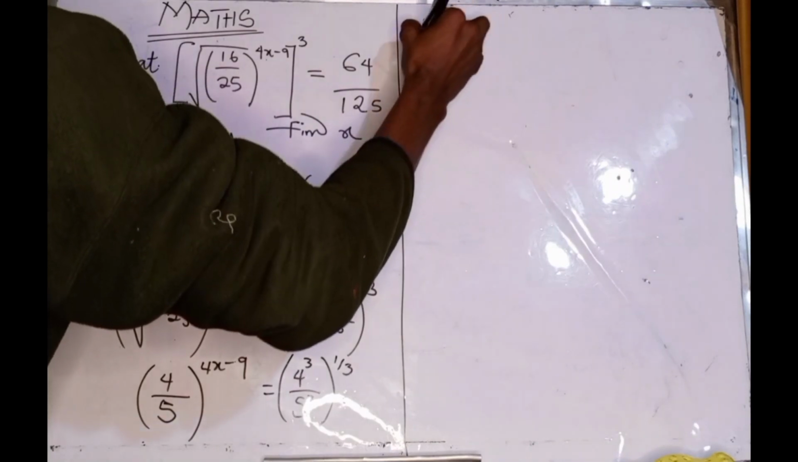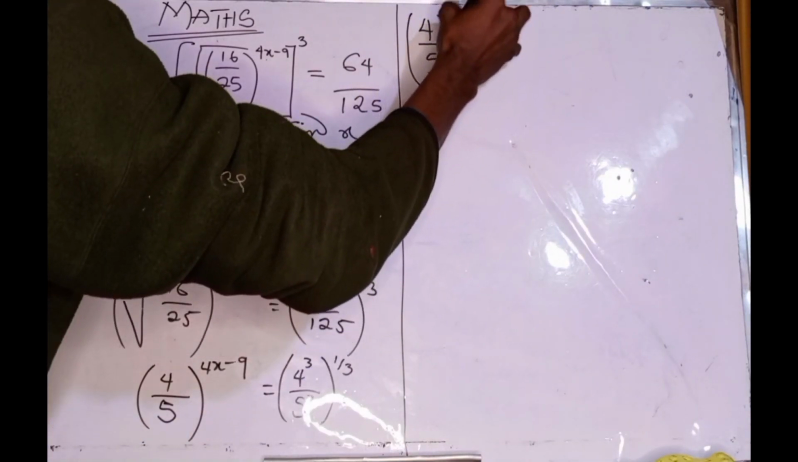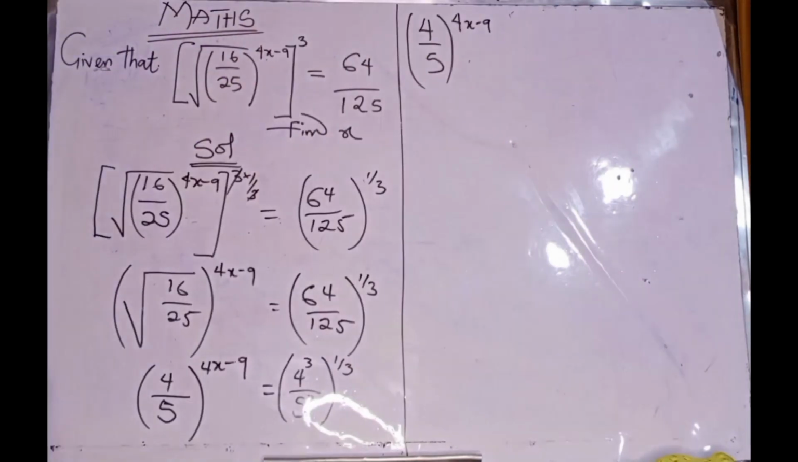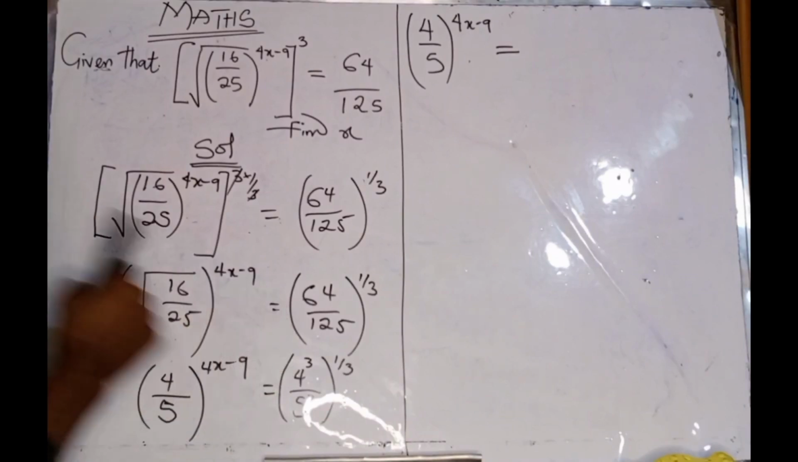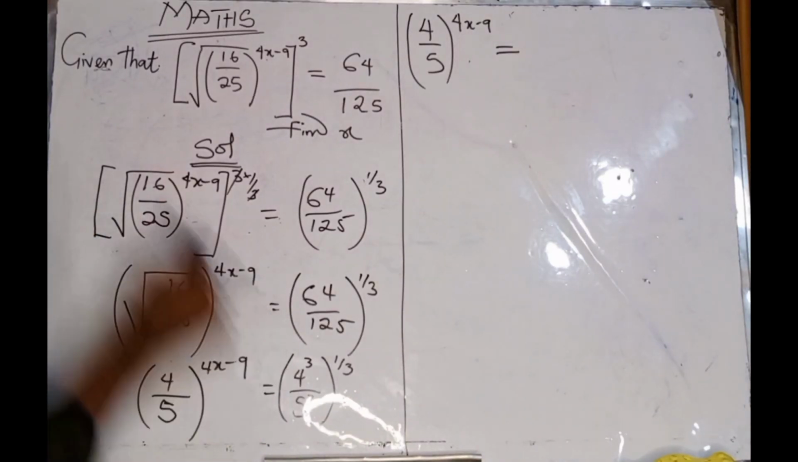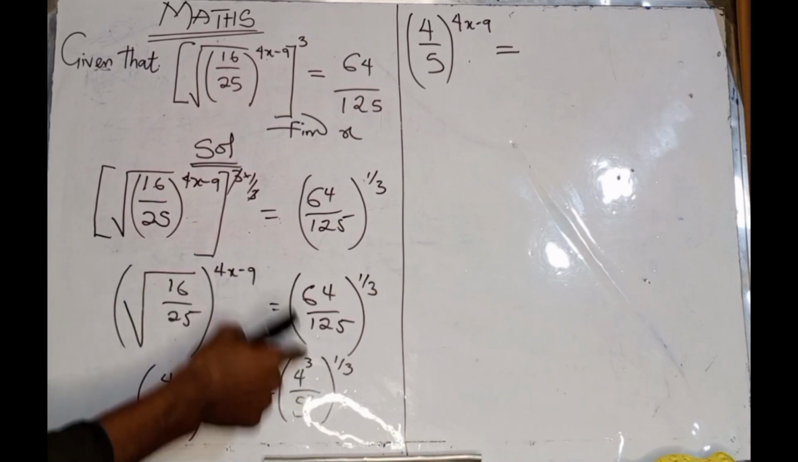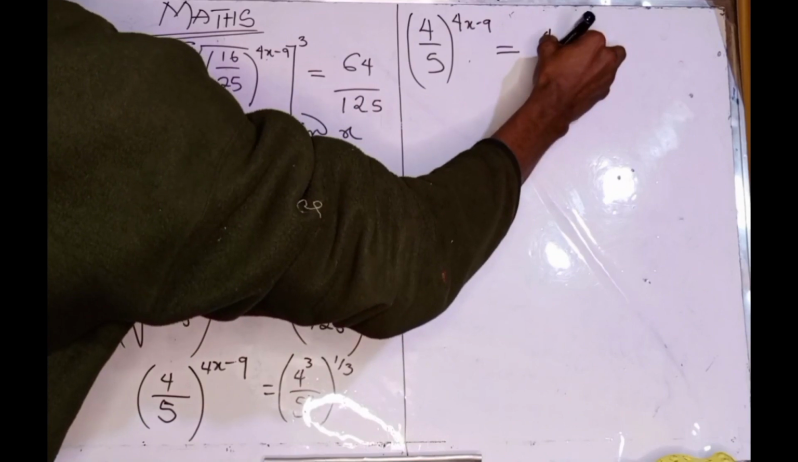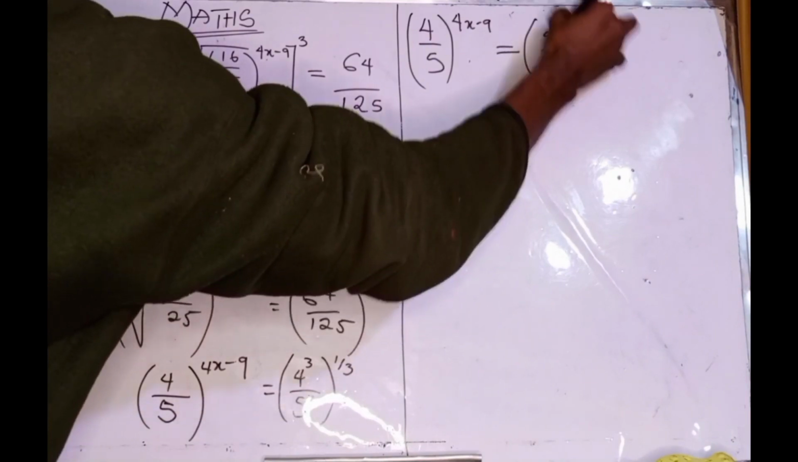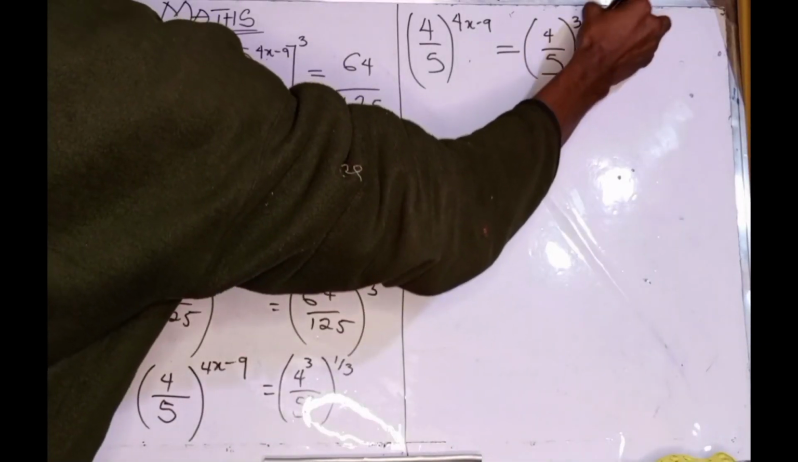Okay, now let's move on, guys. So finally I have 4 over 5 raised to the power of 4x minus 9 on the left hand side, which is now equal to, according to the law of indices, 4 raised to the power of 3 over 5 raised to the power of 3. I can factor out this 3, I can bring it out to become 4 over 5 raised to the power of 3, then multiply by 1 over 3.